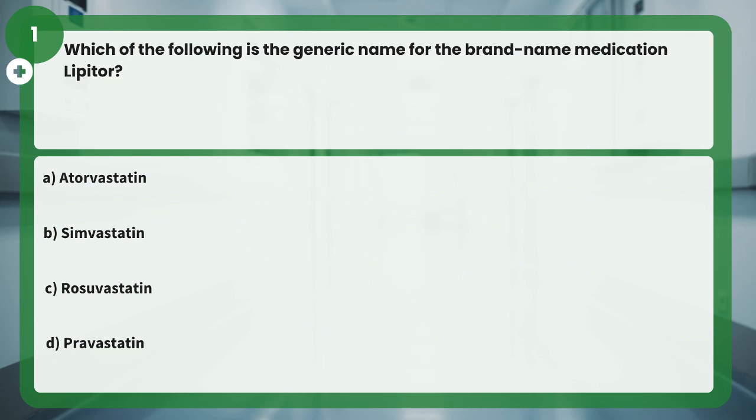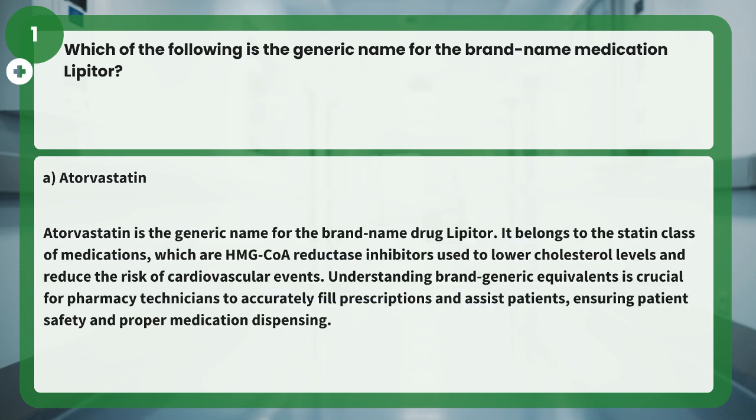Question 1. Which of the following is the generic name for the brand name medication Lipitor? A. Atorvastatin. B. Simvastatin. C. Rosuvastatin. D. Pravastatin. Answer: A. Atorvastatin. Atorvastatin is the generic name for the brand name drug Lipitor.